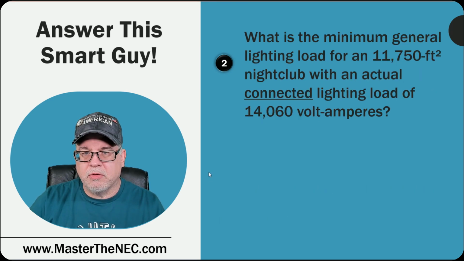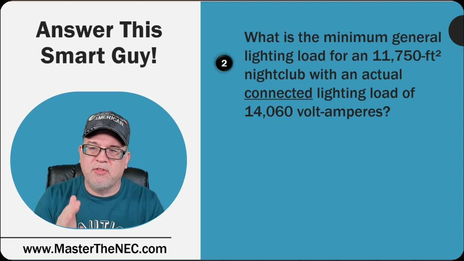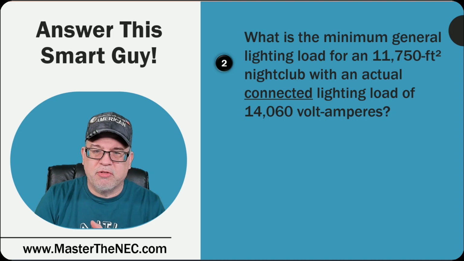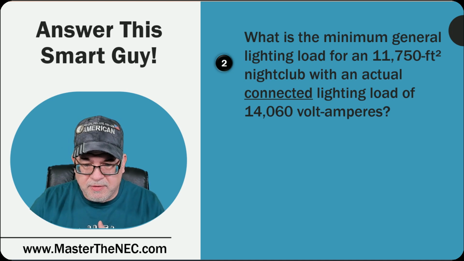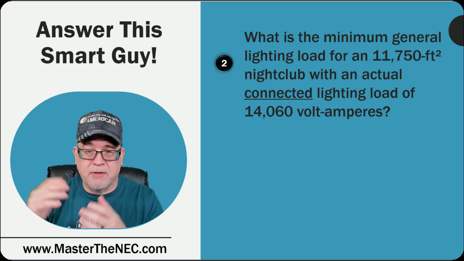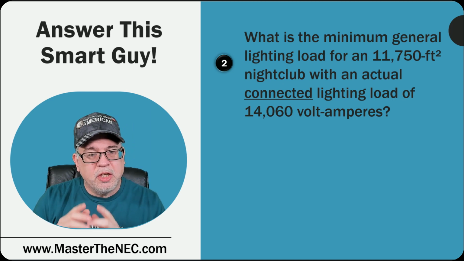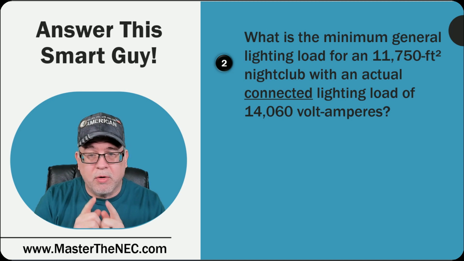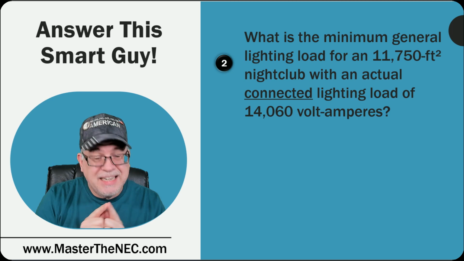All right, next question. What is the minimum general lighting load for an 11,750 square foot nightclub with an actual connected lighting load of 14,060 volt-amperes? Now, the tendency for people is to say, well, I'll just take the 14,060 because that is the connected lighting. However, you have to look at 220.12 in order to determine how I'm going to deal with this nightclub.